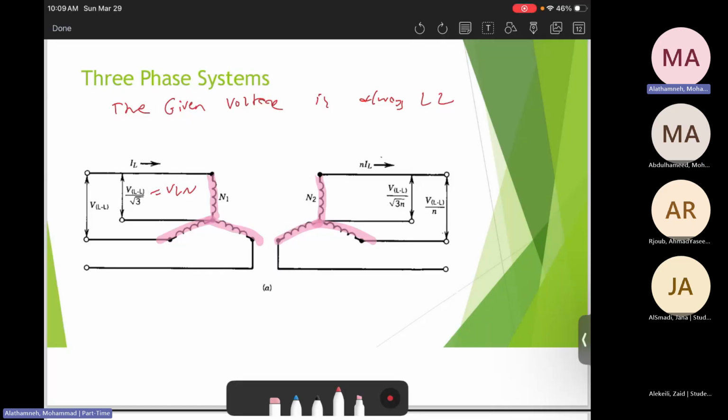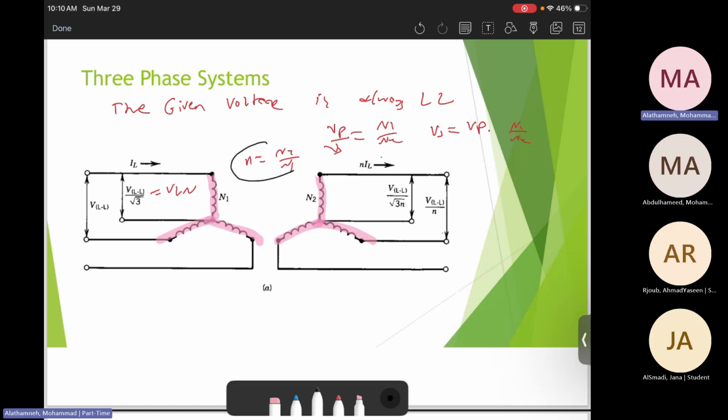Then the other thing, since we have the turns ratio n equals N2 over N1, basically we have V primary divided by V secondary equals N1 divided by N2. Therefore, V secondary will be V primary times N2 over N1. Then we can denote n as N2 divided by N1, which yields V primary times n. That's how we get V secondary.